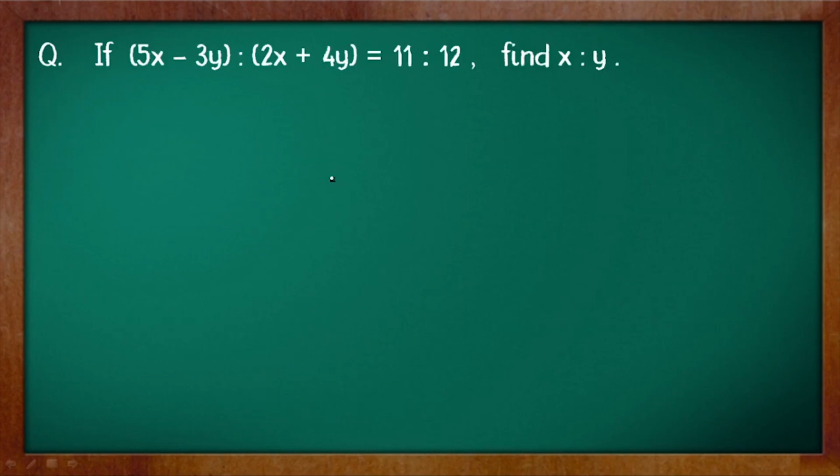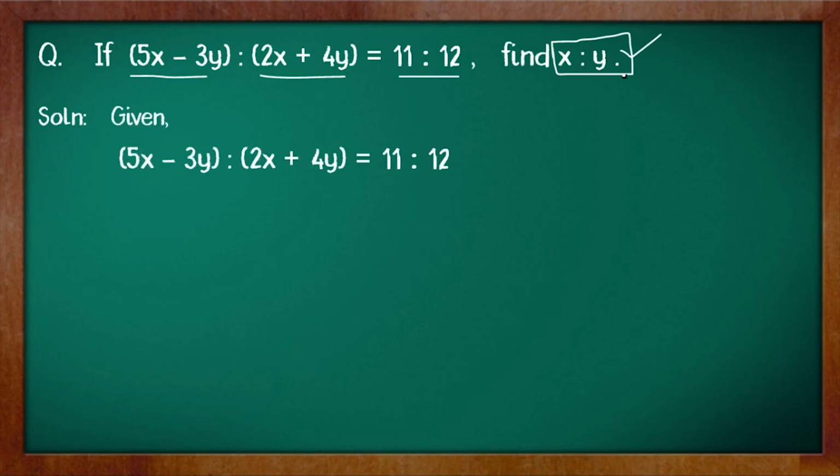Okay, moving on, let's see the next example. So we have, if 5x minus 3y is to 2x plus 4y is equal to 11 is to 12, find x is to y. So here we have a somewhat complicated ratio, 5x minus 3y is to 2x plus 4y, and we need to find a simple form of the ratio, x is to y. So in that type, we'll just start solving the given part. So what is given? We have 5x minus 3y is to 2x plus 4y is equal to 11 is to 12. So we'll change this into fraction form.